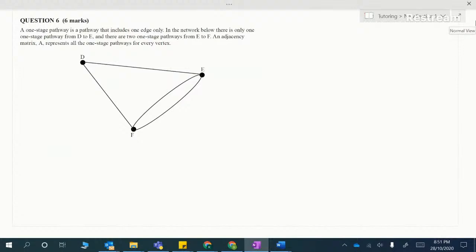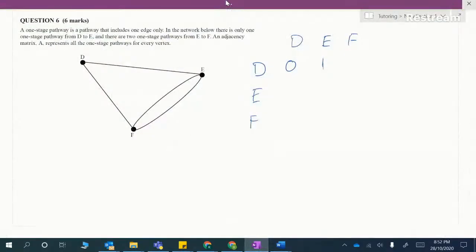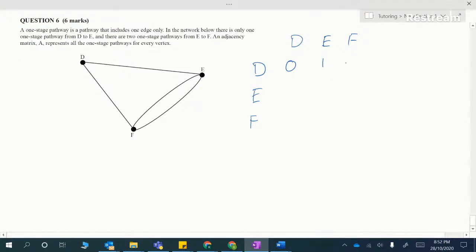All right, so the first thing we have to do is draw the adjacency matrix, okay? Get the one stage pathway. So there's 0 from D to D, there's 1 from D to E, there is 1 from D to F, from E to D there's 1. From E to E, there's none. From E to F, there's 2. From F to D, there's 1. And there's 0 from F to F. So that's our matrix for one-stage pathways.